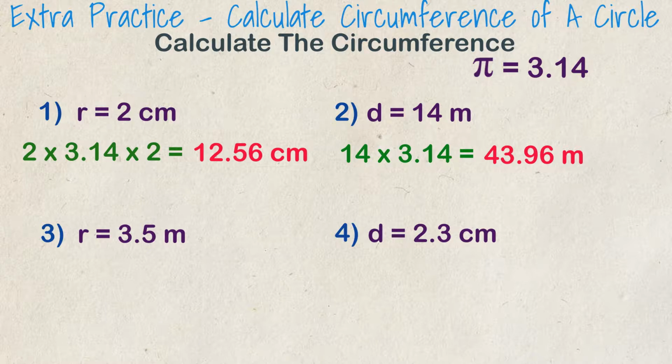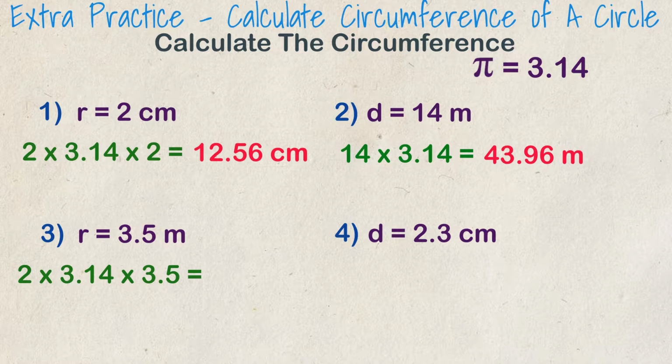Example 3. Find the circumference of a circle with a radius of 3.5 meters. We multiply 2 times 3.14 times 3.5 and get a circumference of 21.98 meters.